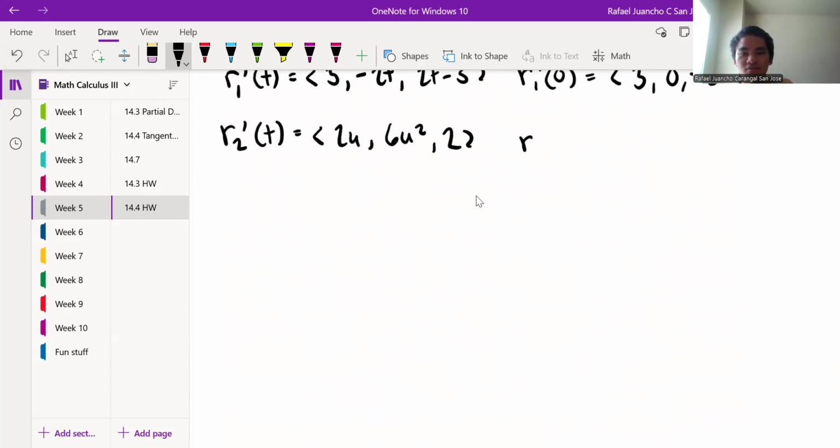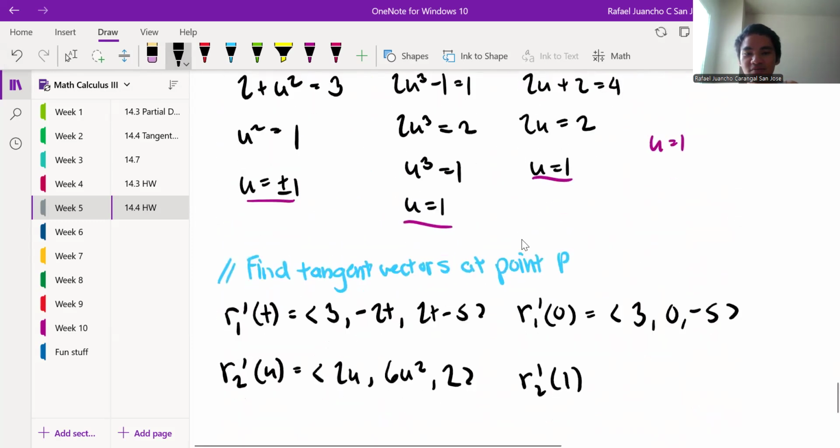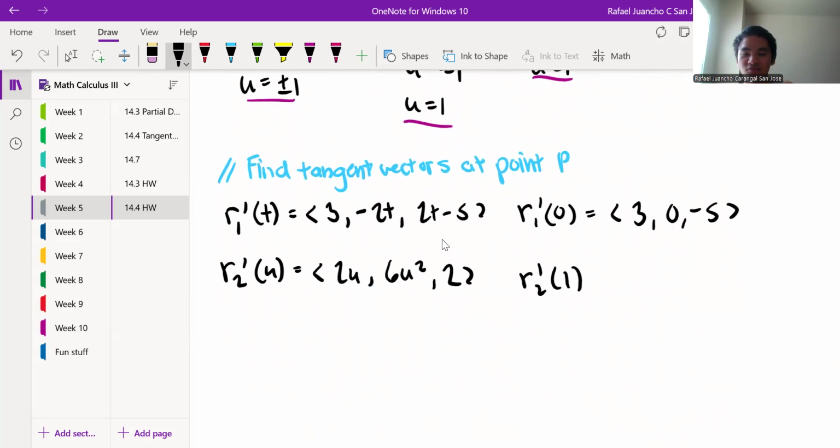And then I plug in my u value. Okay, I don't know why I put t. I put a different parameter here. I put u. So r prime of u, I get 1, right? When that position vector goes to that point, and then from there, I just plug in. So 2 times 1, that's 2. 6 times 1 squared, that's 6. And then 2. There we have it. Those are our 2 points, or 2 tangent vectors. And now we have tangent vectors.